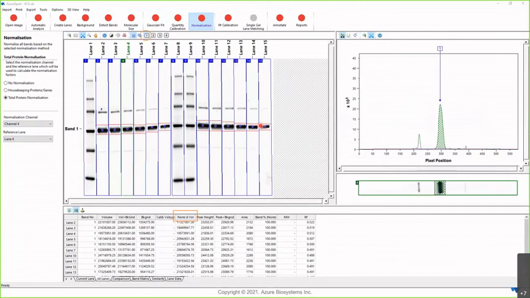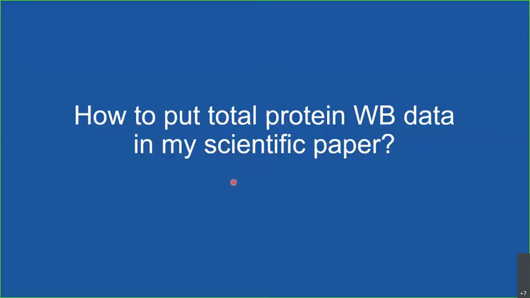So now you have the data, the normalized volume of your protein of interest in each of the samples. Then you do your comparison, grouping them or standard deviation analysis and so on, and then it's fine. Next, how are you going to present it in a scientific paper? How to put this data in a scientific paper.